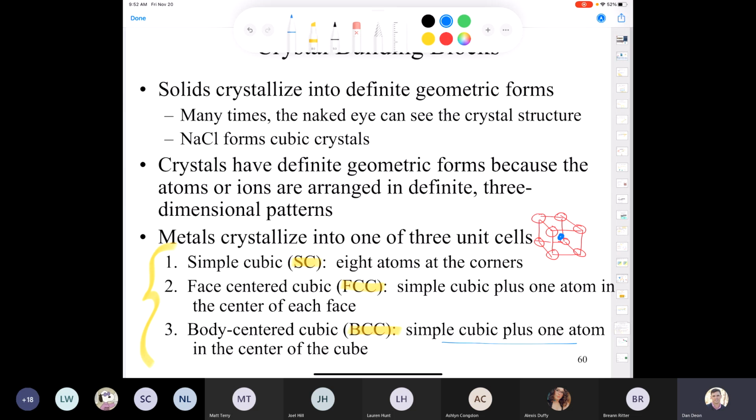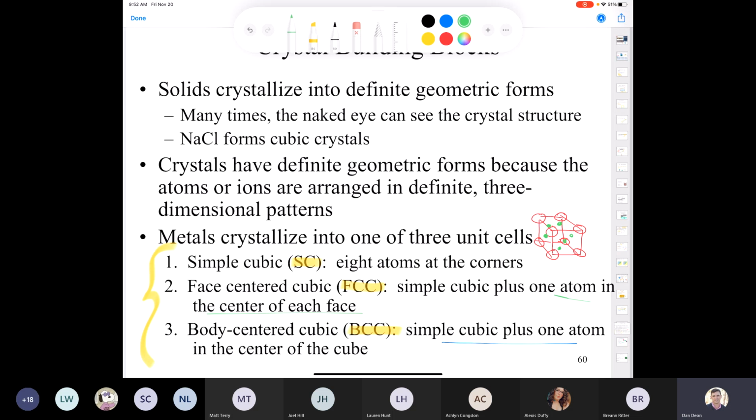And then the face-centered cubic is like the simple cubic, but you've got an atom in the center of each face. So if I back up, it's like this. You've got one in the center of this face, center of this face, center of this face, center of this face over here, center of the back face, and center of the bottom face. So you've got an atom in the center of each one.